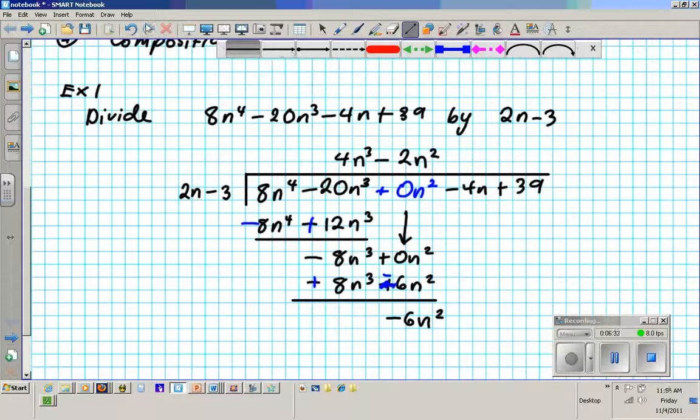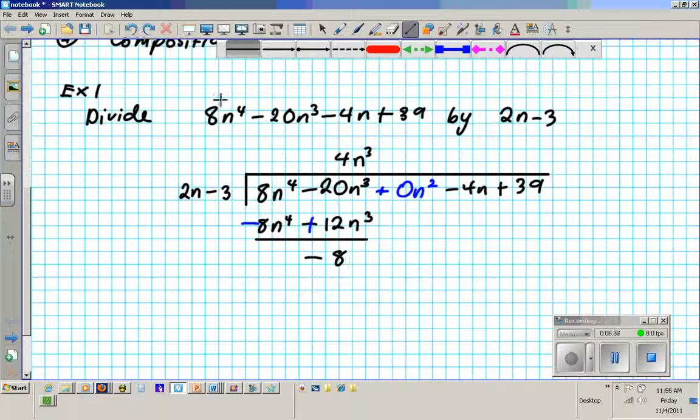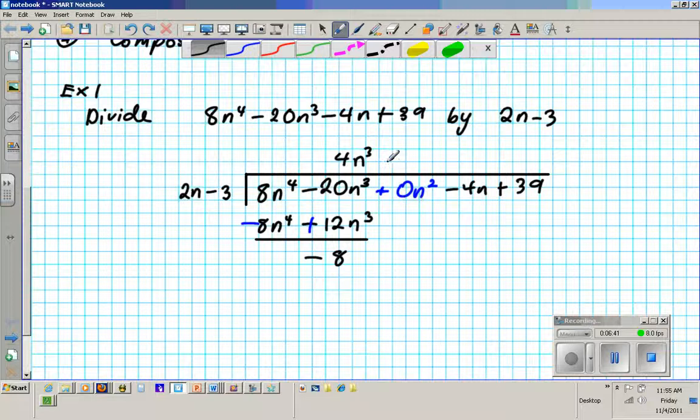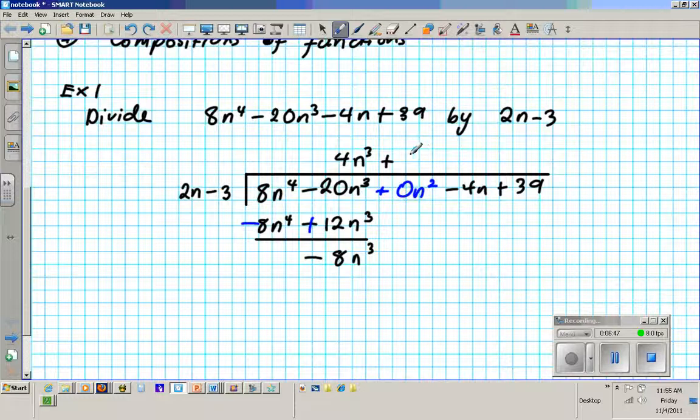Actually, I made a mistake. Let's back up a bit. This was supposed to be plus 4. This is n to the third. It's supposed to be minus 4n squared. Sorry about that. If I distribute, I'm going to distribute that to that. 0n squared comes down. Distribute that to that. It's going to become negative 8n to the third. And then minus that and that becomes plus 12n squared.